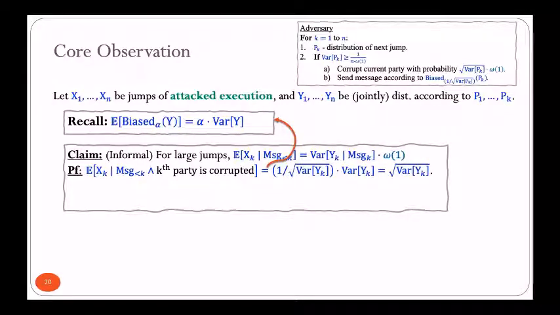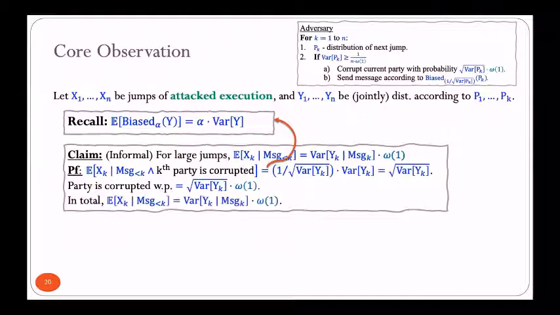But we don't always corrupt a party, right? We corrupt it with some probability. And what is that probability? For a large jump party, we corrupt it with probability proportional to the standard deviation. So the square root of the variance of yk times some omega of 1. And if we multiply these, we can compute the expectation of xk.